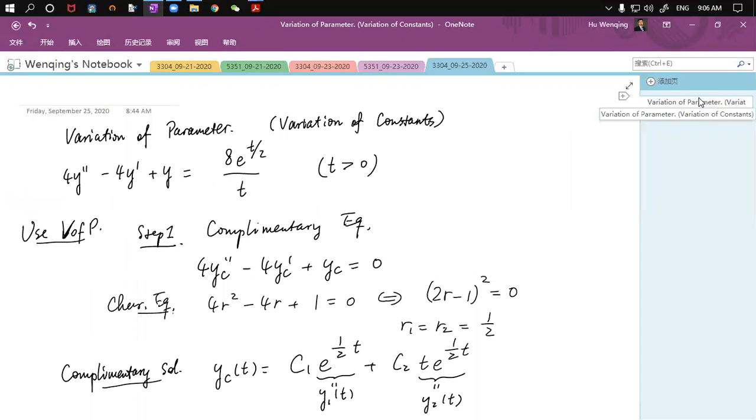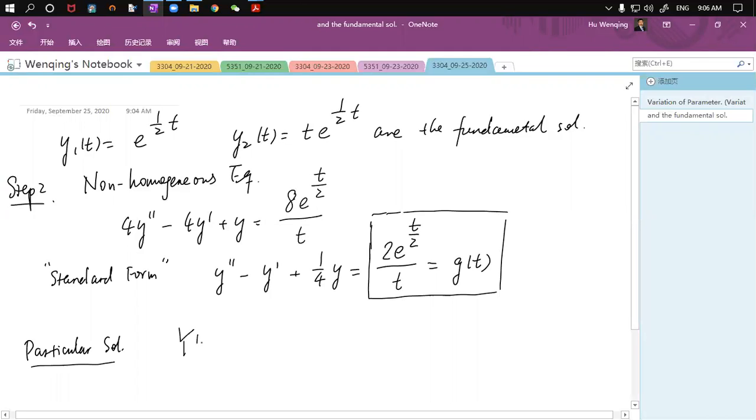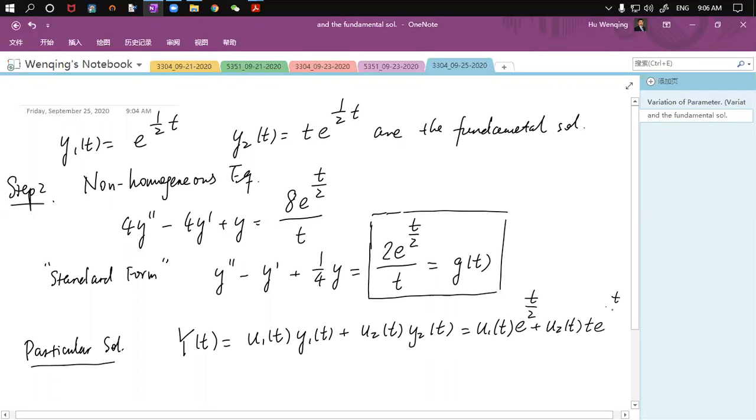So the particular solution is going to take the form. What's variation of parameters? It means that you vary the complementary solution. The constants in the complementary solution are varied into functions. So that means capital Y of t, the particular solution, is u1(t) y1(t) plus u2(t) y2(t), right? Where y1 and y2 are already chosen. So that's u1(t) e to the power of t over 2 plus u2(t) t times e to the power of t over 2. So that's going to be your particular solution.